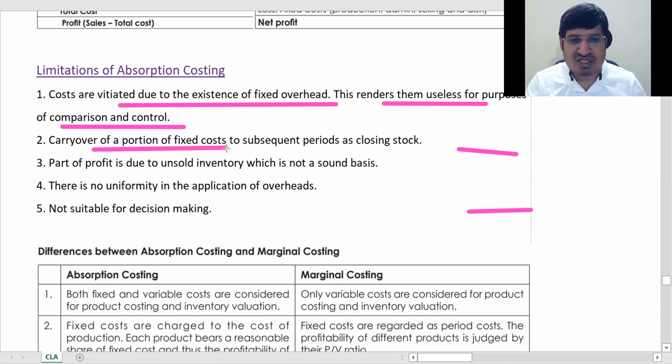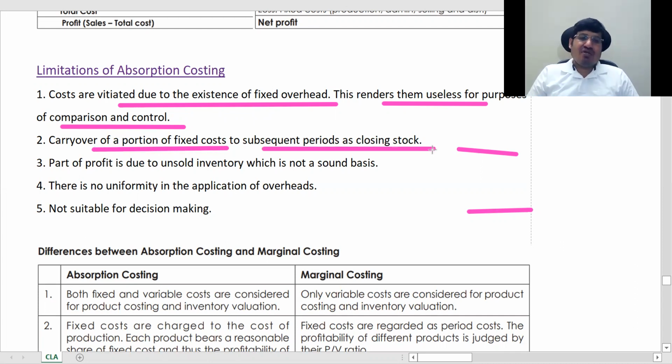Carryover of a portion of fixed cost to subsequent periods as closing stock. This is not a good practice. The fixed cost was incurred for the previous period, but with closing stock, part of the fixed cost is going to the subsequent period. That is one point. Another limitation: part of profit is due to unsold inventory, like I showed you. Because of unsold stock, you have part of the profit or loss, based on whether closing is more than opening or vice versa.